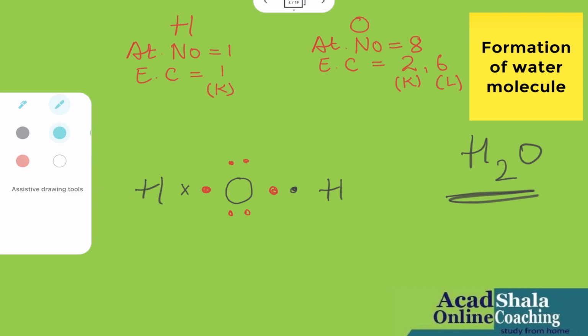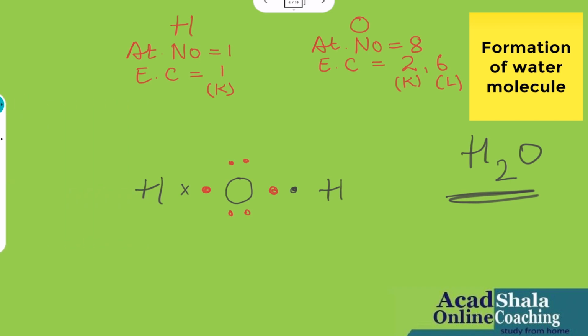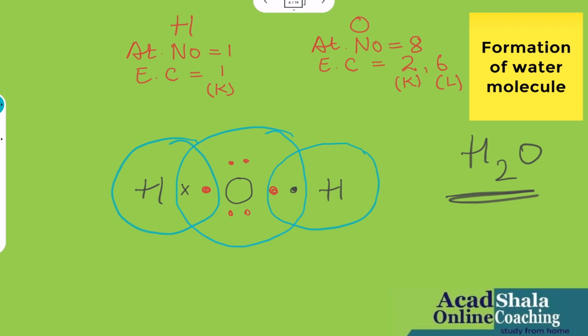After this, the checking part starts. This hydrogen says, let me check. This hydrogen says, let me check. This oxygen says, let me also check. This hydrogen says, I have 2 electrons, I have attained my stable gas configuration of duplet. This hydrogen says, I also have 2 electrons, I have also attained my stable gas configuration of duplet. This oxygen says, 1, 2, 3, 4, 5, 6, 7, 8. I have also attained the stable gas configuration of octet.